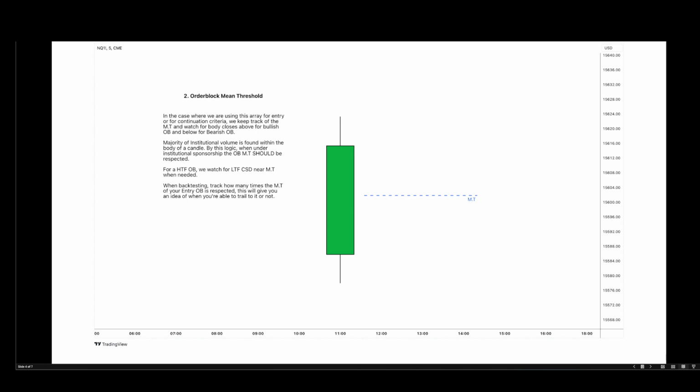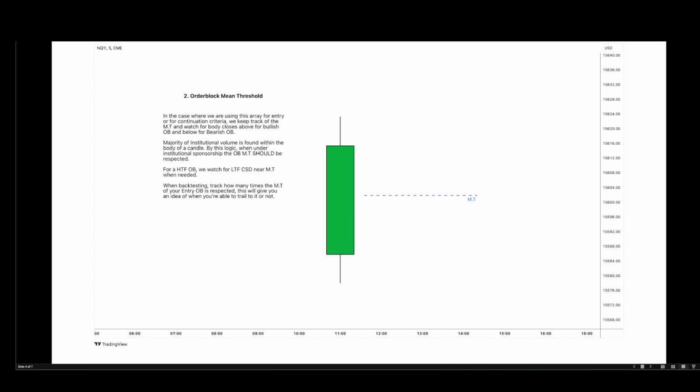The next point is going to be the order block mean threshold. This is more of a universal approach, but I do use this on a pretty much everyday basis, right? So in the case where we're using this array for an entry, because for me, an order block and the fair value gap are the two most used arrays, we keep track of the mean threshold and watch for body closes above for a bullish order block and below for a bearish order block, right? The majority of the institutional volume is found within the body of a candle.